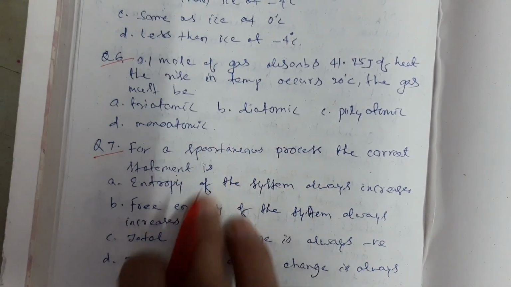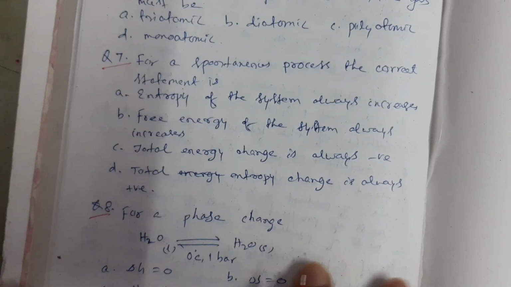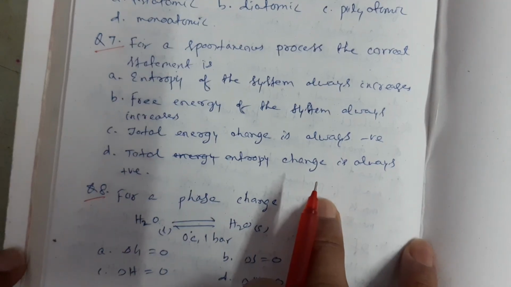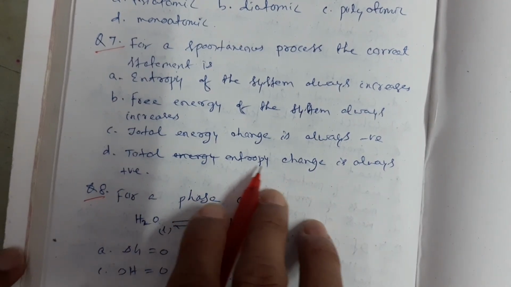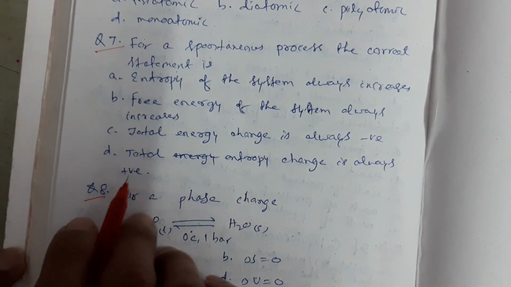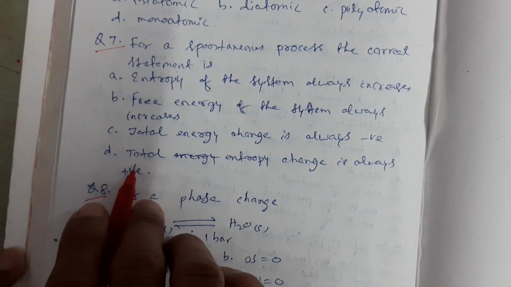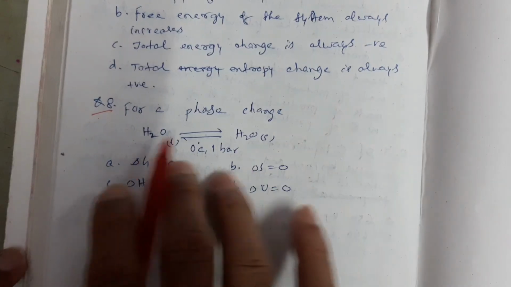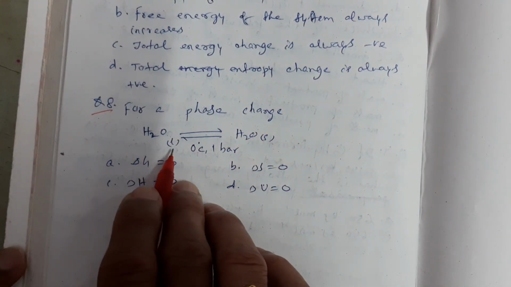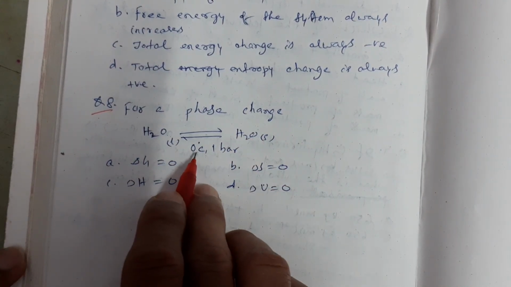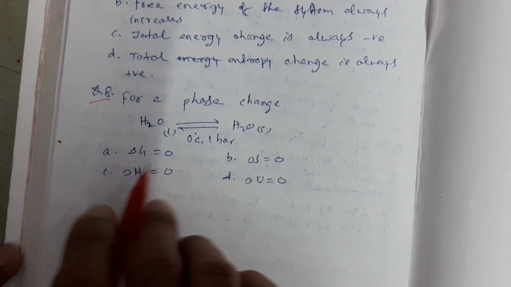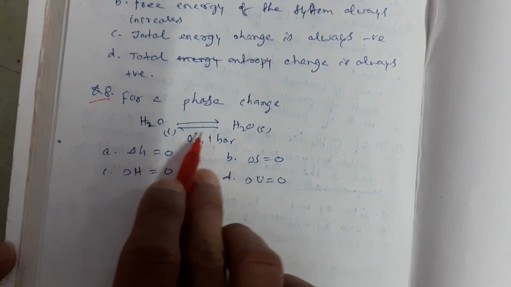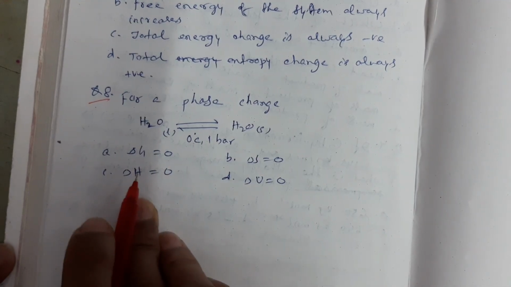Okay, next, question number 7. For a spontaneous process, the correct statement is what? We know the total entropy change is always positive. So choice D is the correct answer. Total entropy change is always positive. Next, for a phase change, water liquid to water solid at 0 degrees centigrade and 1 bar pressure, what is the correct answer? ΔG is 0. For equilibrium, ΔG is 0. So choice A is the correct answer.